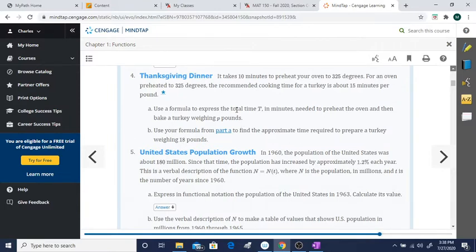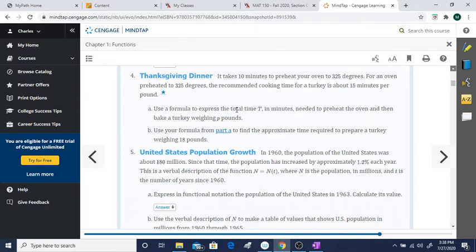Okay, Thanksgiving dinner. Now that sounds good to me. I like Thanksgiving. I'm sure most of us do. And so we're going to talk about ovens and preheating. And in this case, if you preheat your oven to 325, it takes roughly 10 minutes. And it wants you to cook the turkey. It's recommended for 15 minutes per pound.